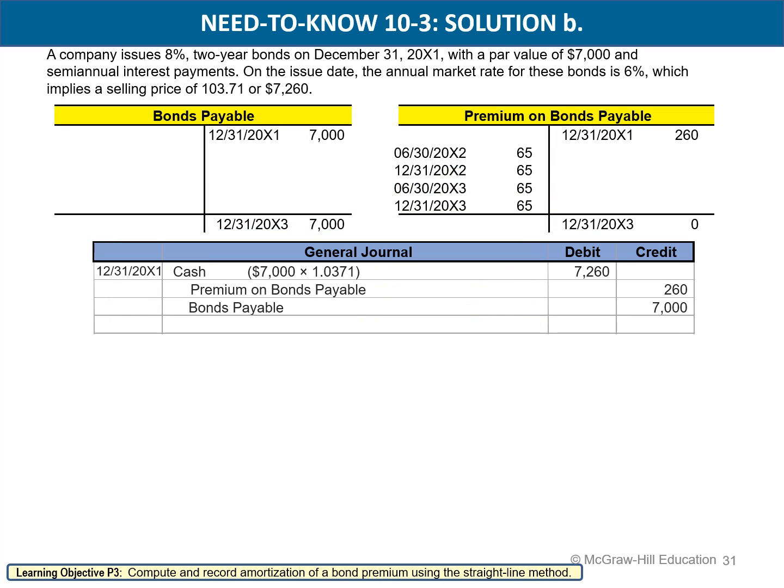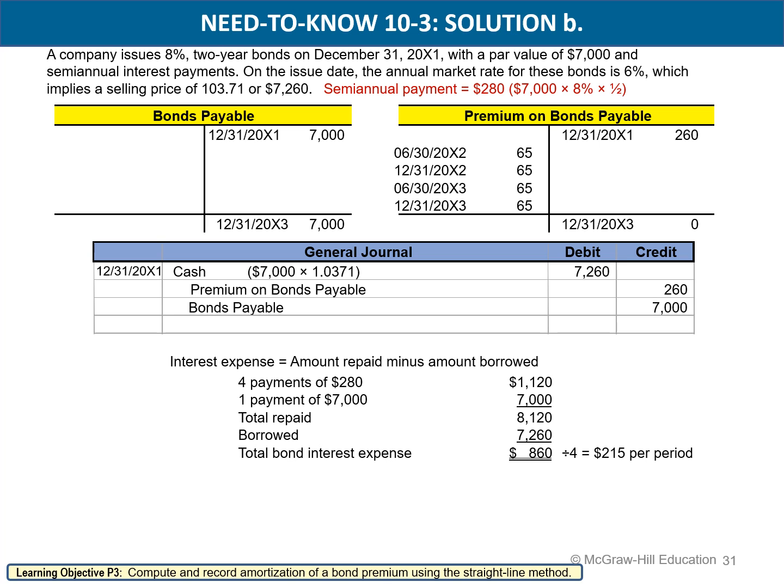So when we issue the bonds, we're going to get cash of $7,260. We have a premium on bonds payable for $260, so we credit that account. We credit our bonds payable for the par value of $7,000. Then the interest expense, again, is the amount repaid minus the amount borrowed. So you have 4 payments of $280 and 1 payment of $7,000. Total repaid, $8,120. Total amount borrowed was $7,260. So our bond interest expense is $860.